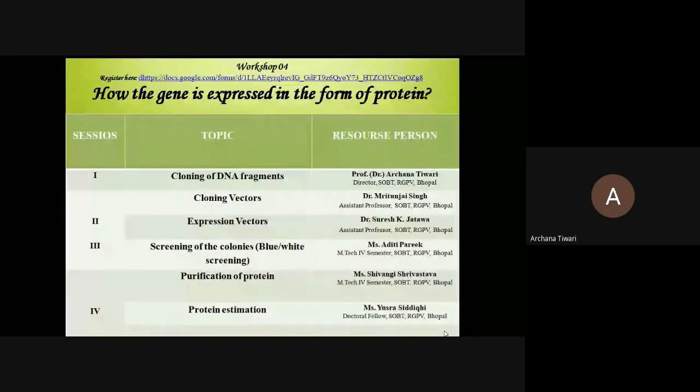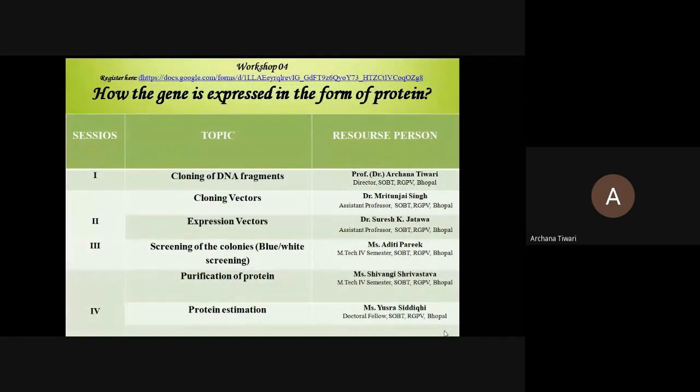Cloning vectors in the second session, and expression vectors. Vectors useful for the cloning purpose. How many types of cloning vectors? We already discussed. What are their characteristics? And likewise, expression vectors. On what ground can we say that this is considered as the expression vector? That is only on the basis of three important characteristics: start, ribosomal binding site, and stop codons. Right?